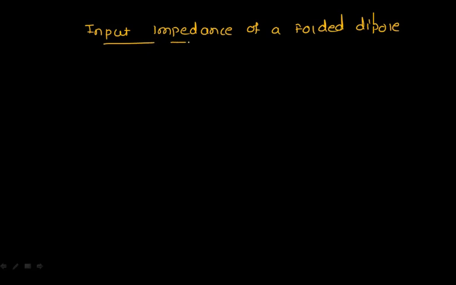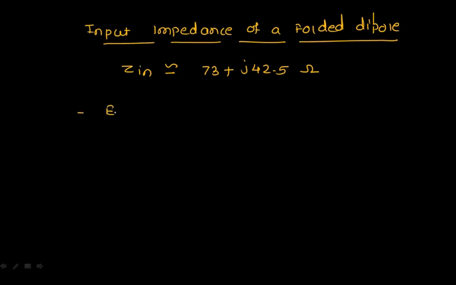So here I'll just mention the input impedance of a folded dipole. Before discussing the input impedance of the folded dipole, we'll talk about the input impedance of the normal dipole. The normal dipole has an input impedance of 73 plus j42.5 ohm. Now this can be effectively connected to 75 ohm coax. Coax means a coaxial cable.